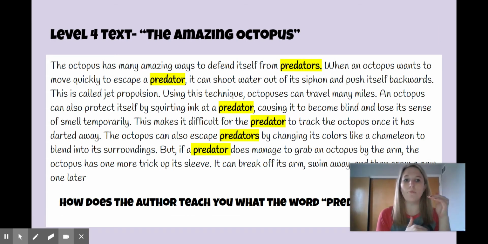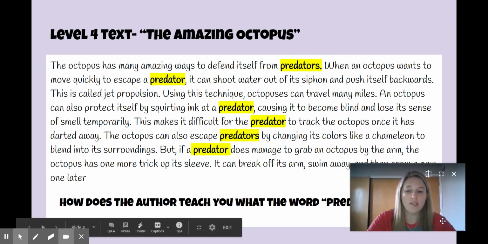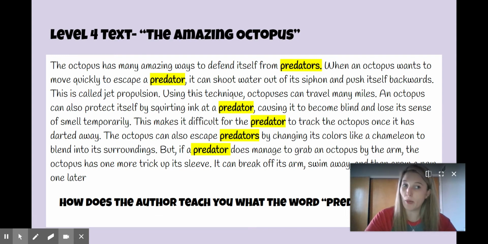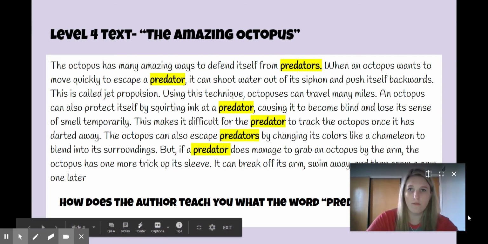So we're kind of moving up, same section. Let's see how the author teaches us what the word predator means. You're going to notice right off the bat, look how many times they use predator in this section compared to the first. They're using it a lot more. So we're going to see again how they teach us what predator means.